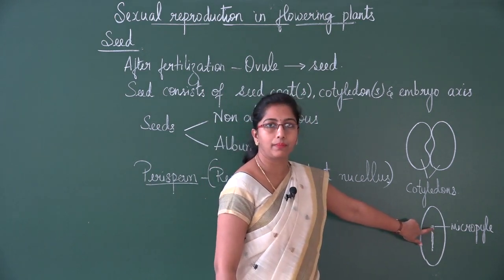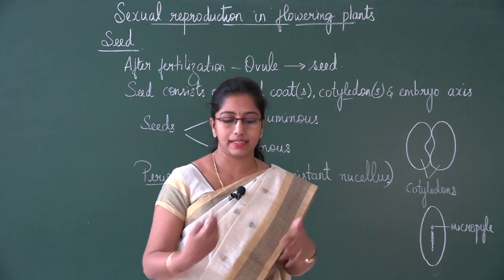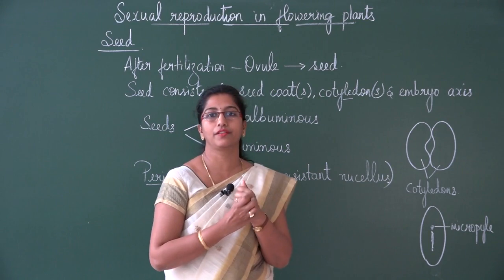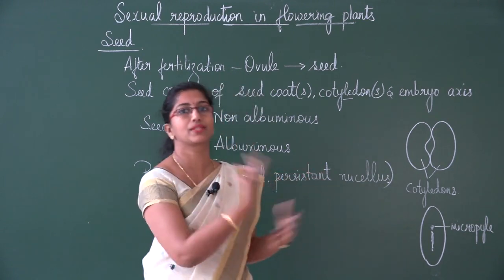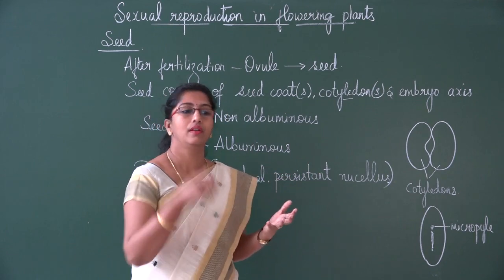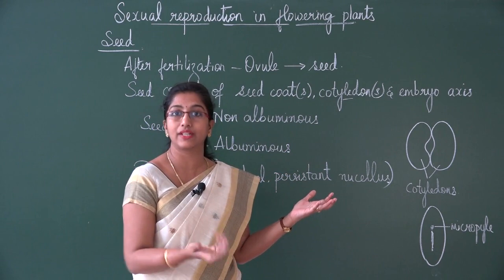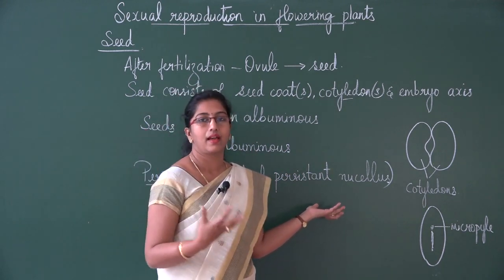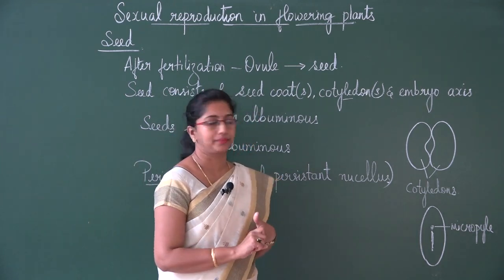So this micropyle, this opening is for the exchange of gases, that is for the entry of oxygen and also for the entry of water during germination. So it makes way for the water to enter. Now you know when we soak seed, we put it into the soil, we pour water, it germinates, right? So the water and oxygen which has to enter inside is through the micropyle which still remains in the seed.